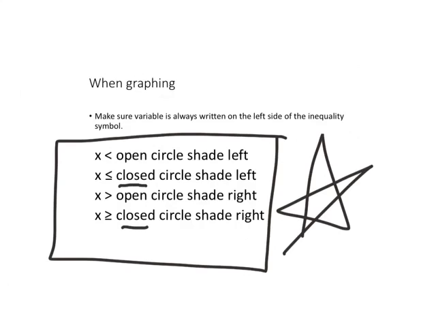And you should also notice whatever direction the arrow points, you shade that way. Arrow points left, shade left. Arrow points right, shade right. Now that rule works only when the variable's on the left side. So make sure when you get done solving your inequality that you have it written so that the variable is on the left side. Then you can follow that simple, easy rule for shading.